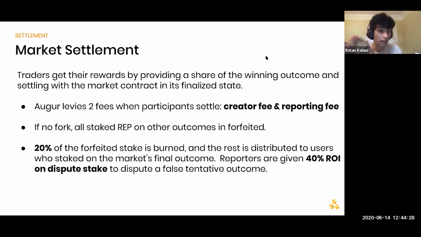If there's no fork in the market, all staked reputation on outcomes other than the real world outcome is forfeited. So you have no incentive to stake on outcomes that are not, in fact, the real world outcome. 20% of the forfeited stake is burned, and then the rest is distributed to users who staked on the market's final outcome. Then the reporters are given a 40% ROI on the dispute stake whenever they dispute a false tentative outcome. This really incentivizes reporters to call out, say, a designated reporter reporting an incorrect outcome for their own benefit. And this is really what drives the platform's efficacy.